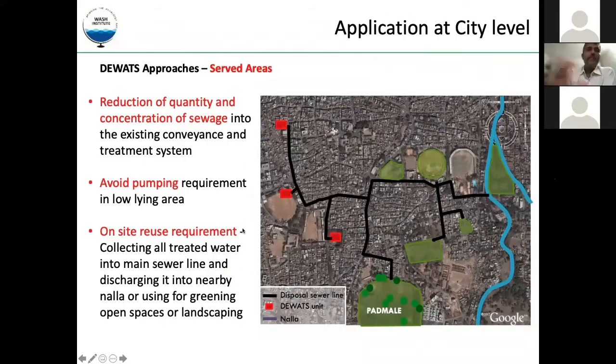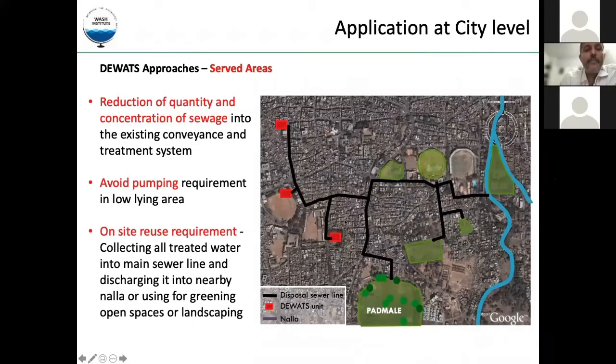So now, onwards, I will show a few pictures after these two slides. Application at city level: where all decentralized systems are applicable. This is the core part of the area where the centralized systems are already covered, but still in such places there are many spots where these decentralized systems can be implemented. For example, a place where the pipes have already reached their maximum capacity. In such places, we can provide this.